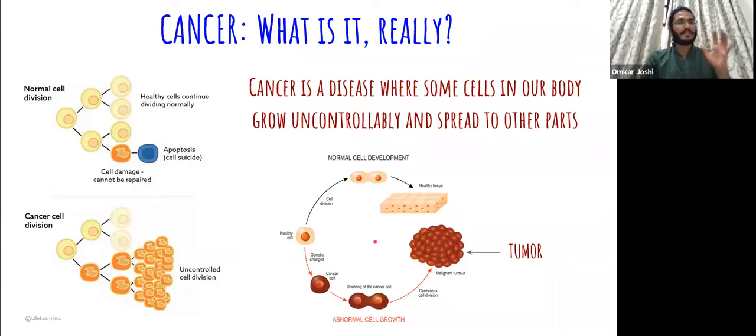So what happens basically is, as you can see in the left side panel here, that normal cells divide, they divide continually. And if there is some damage which cannot be repaired, so cells will have their own ways to repair things to, I would want to see at least a few faces.